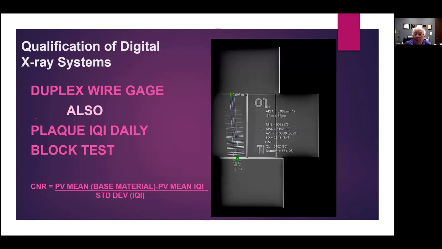Your daily plaque wire test is shot every day. And again, this is compared against your baseline. So you do a ROI and you get your standard deviation and you record that every day.